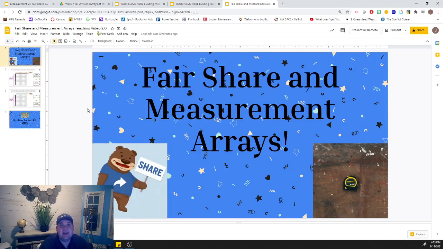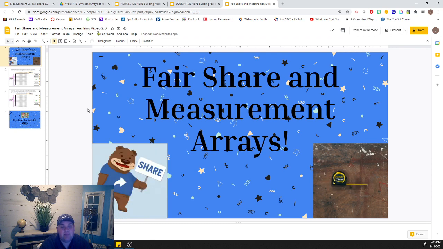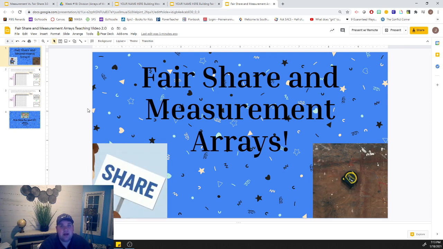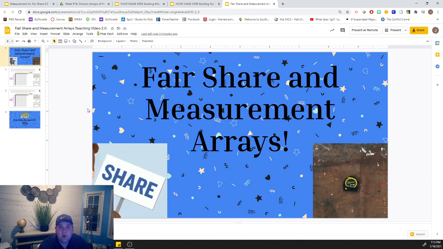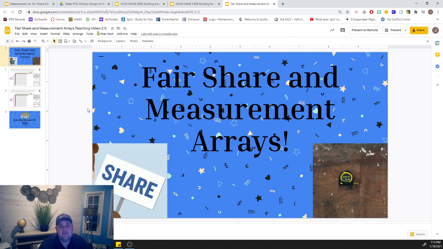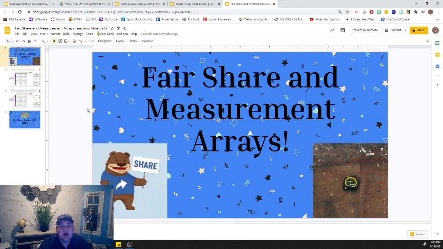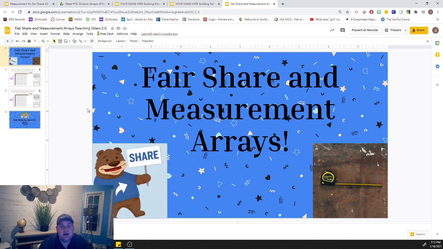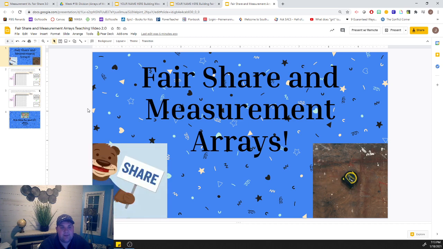Hey everyone, last time in Unit of Study, you worked on showing arrays and making those arrays fit a measurement type of problem and a fair share type of problem. This week we're going to continue that work that you did last week, and we're going to practice with even larger numbers. Fourth graders have to learn to use fair share and measurement arrays to the thousands place. So today we're going to practice that together.